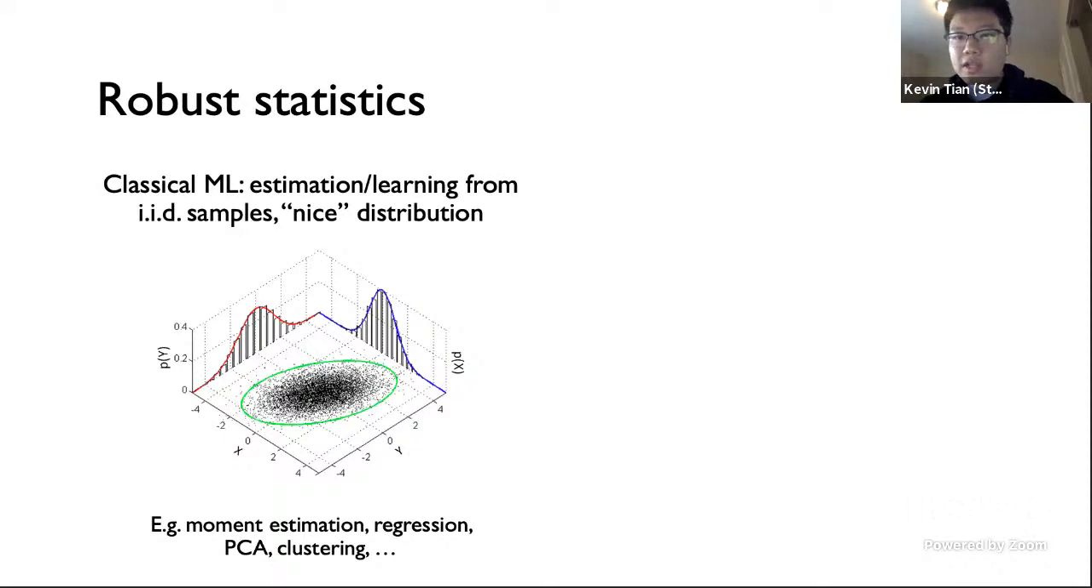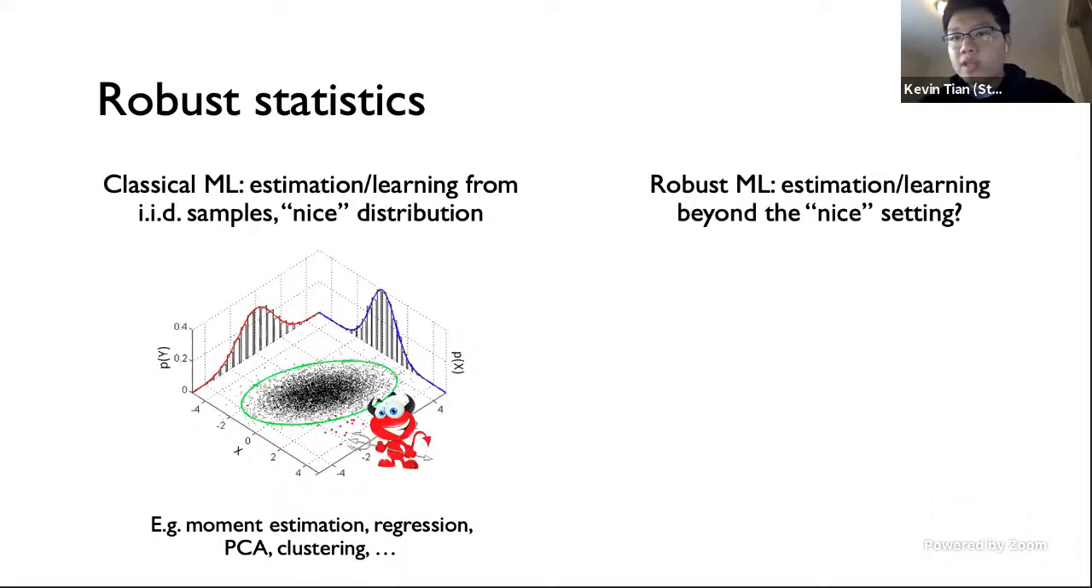To set the stage, in classical ML and statistics, we want to perform some kind of learning task from samples. These tasks are typically information theoretically impossible unless we assume some regularity about the problem, such as learning from independent draws from a suitably nice distribution. In many modern settings, this is maybe too much to hope for. This is where robust statistics comes into play, where we want to design estimators or learners beyond this nice IID setting.